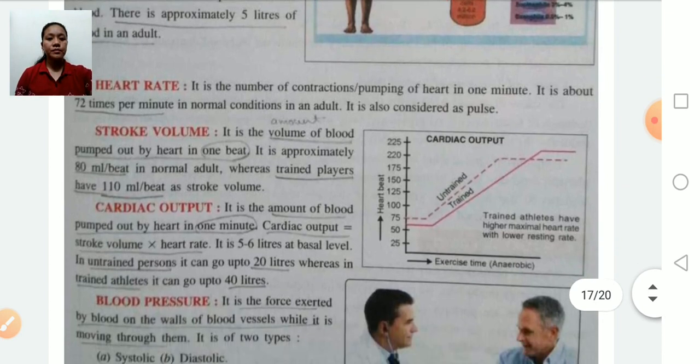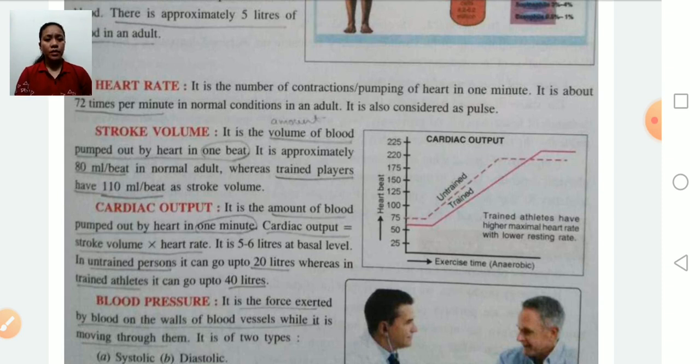Heart rate is the number of contractions or pumping of the heart in 1 minute. It is about 72 times per minute in a normal adult. How many times the heart will pump in 1 minute is approximately 72 times per minute. It is also considered as pulse.